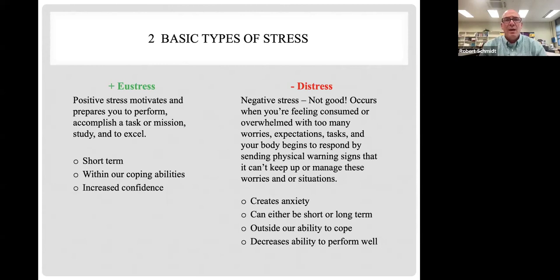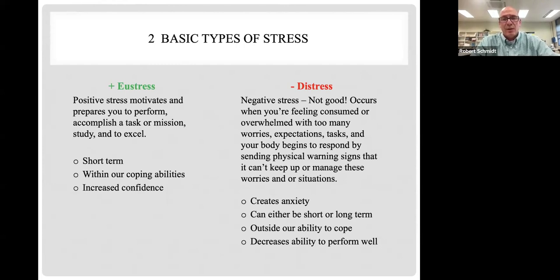Now, when our ability to cope is overrun because of the prolonged nature of a stress, that's called distress, and that is a negative impact on our bodies and on our emotional well-being. It's negative stress. It's not good, in essence, and it occurs when you're feeling overwhelmed. And when I say you, I mean also us being aware of our kids.